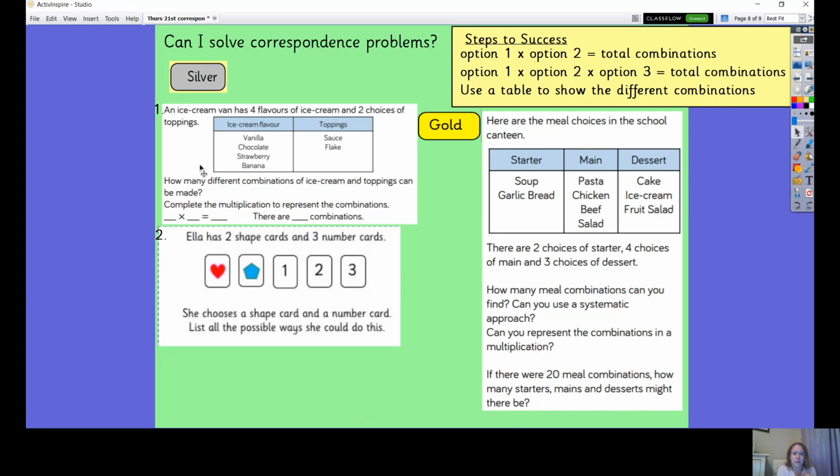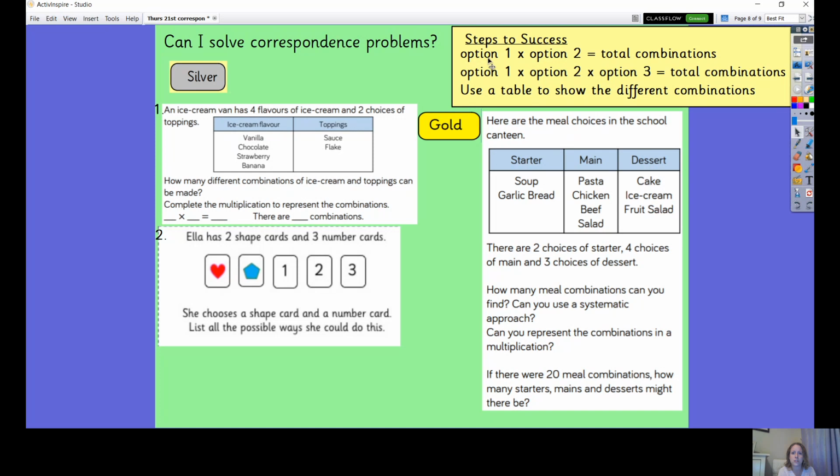So the ice cream flavours are vanilla, chocolate, strawberry and banana, and the toppings are sauce, or you can have a flake. So you need to think about how many different combinations of ice cream and topping can be made, and then you need to complete the multiplication to represent the combinations. Okay, so there are 4 ice cream flavours and 2 toppings.